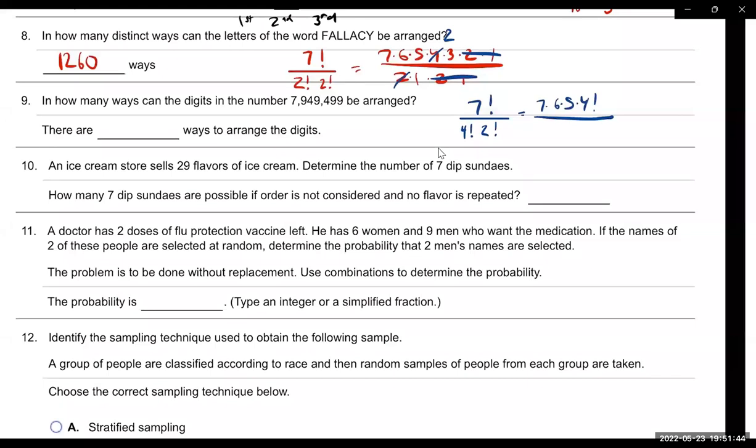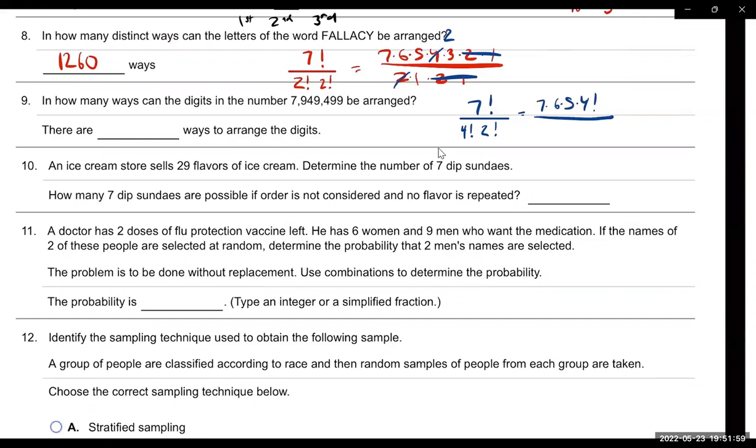All right, so we got to check these two. I don't think we checked those. So 8 and 9. 8, 9. Yeah, we got those. That one's right. That one's right. All right, we got a few more to go.